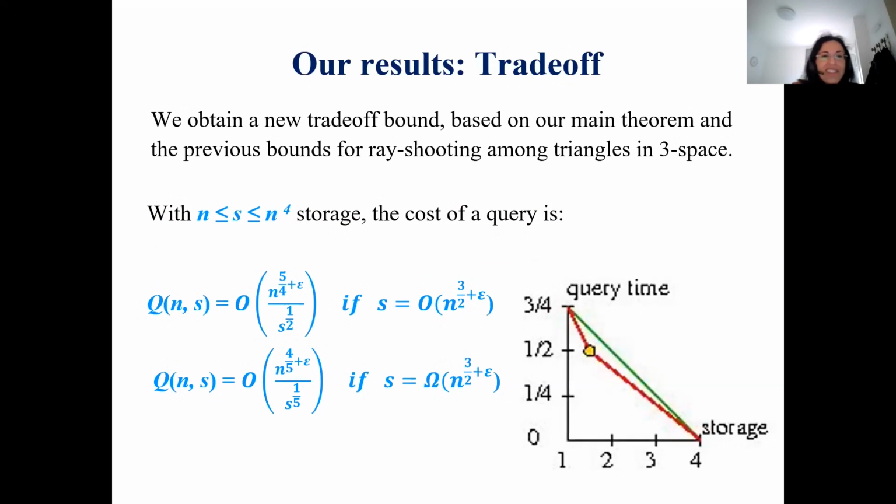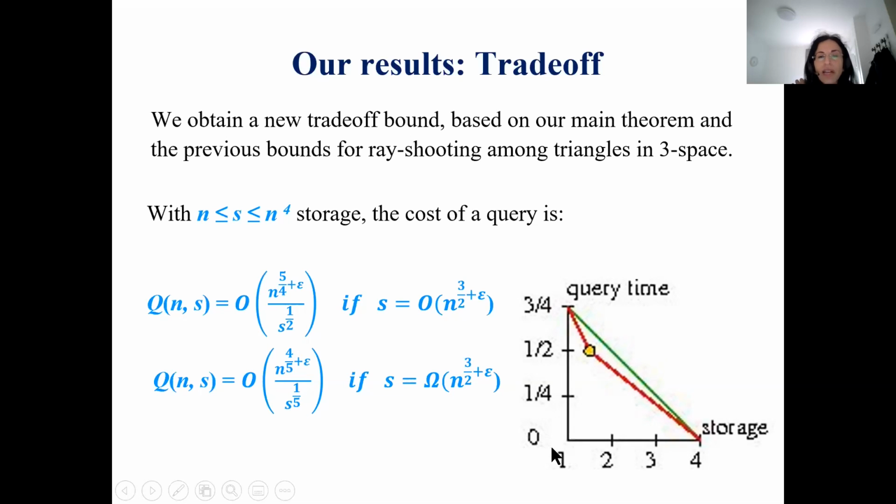All right, and the next thing is the trade-off bound. We got somewhat bizarre trade-off bounds because we have only one value of S where we got an improvement, whereas the rest of the trade-off bounds remain the same. We did not improve them. If we combine our new machinery with the previous trade-off bound, S and N over S to the 1/4, we get these query times. We have a breakpoint for when the storage complexity S is below or above N to the 3/2 plus epsilon.